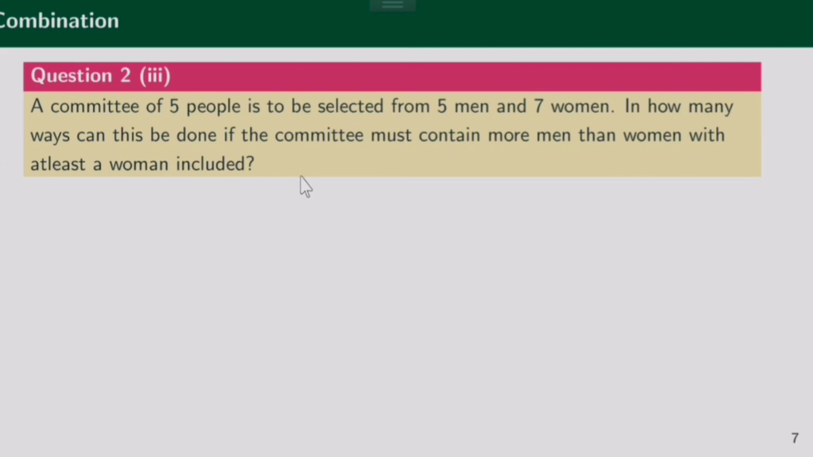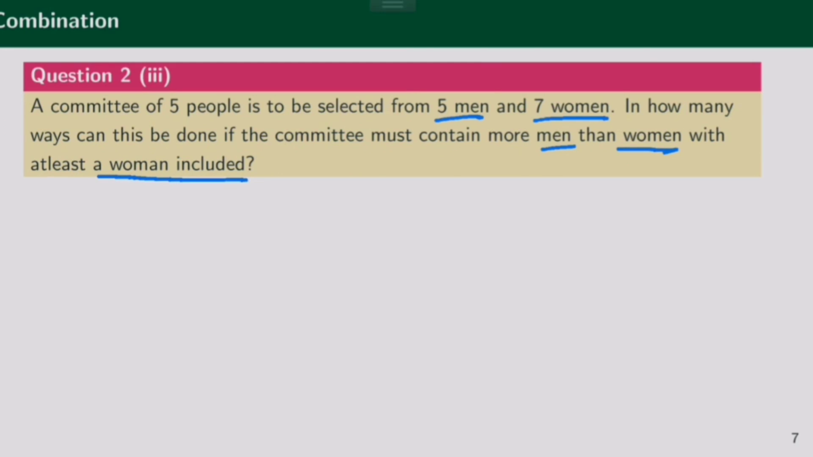They're asking us to form a committee, and conditions have been given. We want to form a committee of 5 people, from 5 men and 7 women. So they have altogether 5 men and 7 women. In how many ways can this be done if the committee must contain more men than women, with at least one woman included? So these are the key words that we need to be careful with.